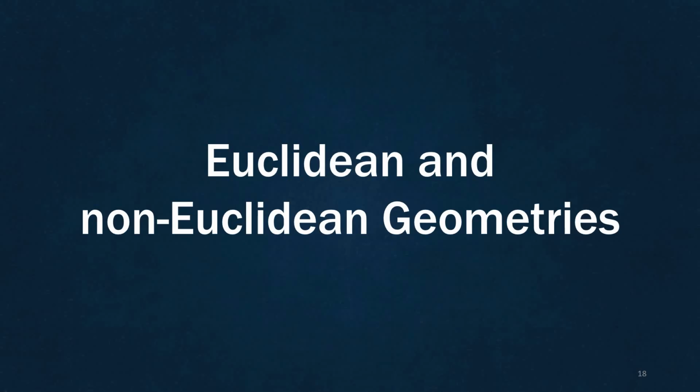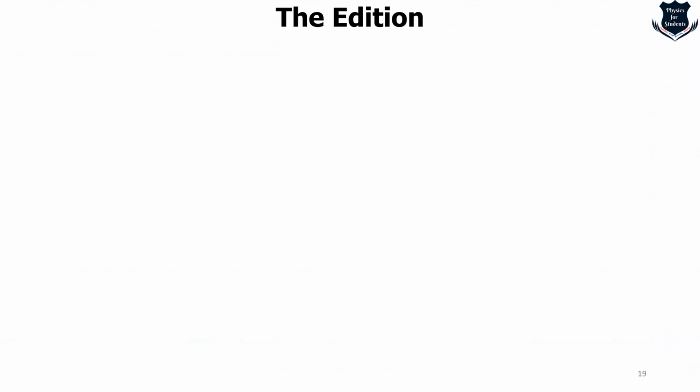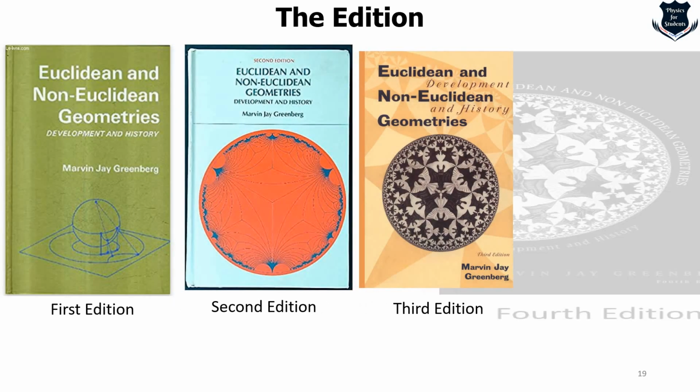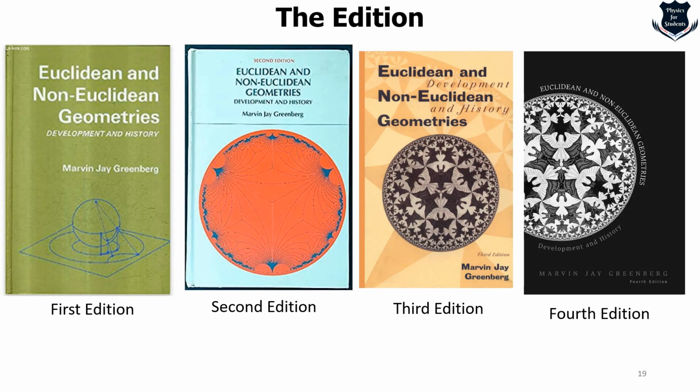Because it will give you again a brush up of the Euclidean concepts, and built on this will be the non-Euclidean geometries. Let me talk about the edition and show you the photographs, because this would be the first edition, second, third and the fourth edition. This is a famous book I have also cited in my earlier videos, Euclidean and Non-Euclidean Geometries by Marvin J. Greenberg.